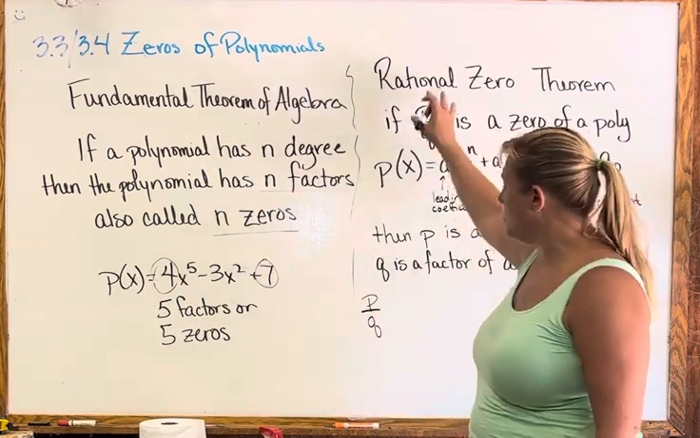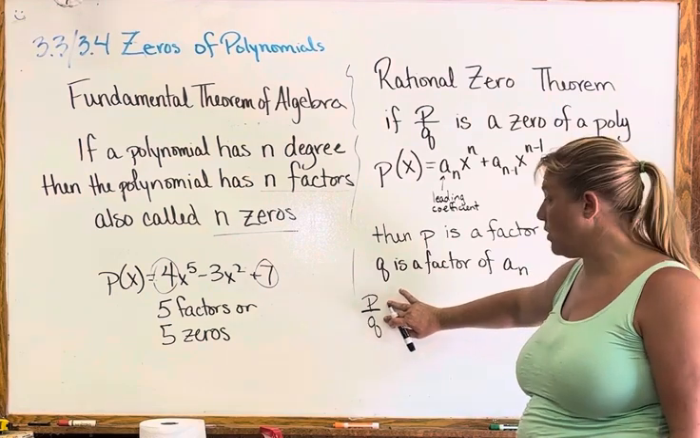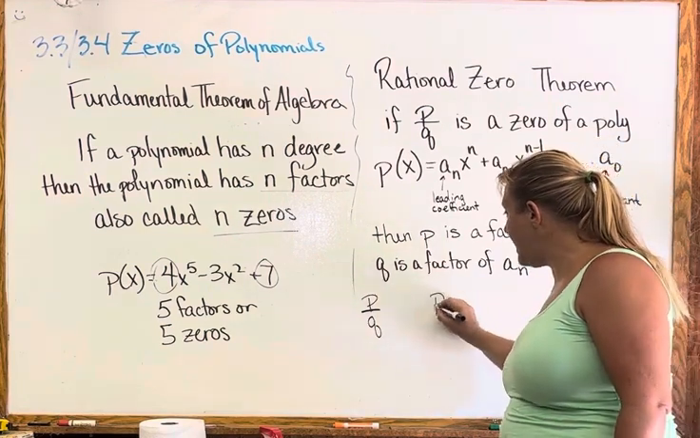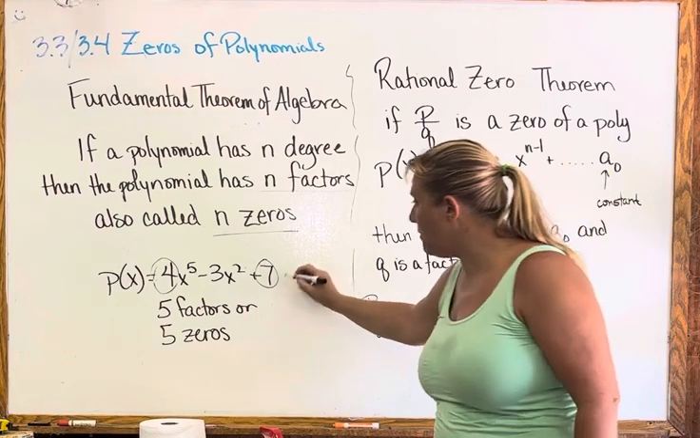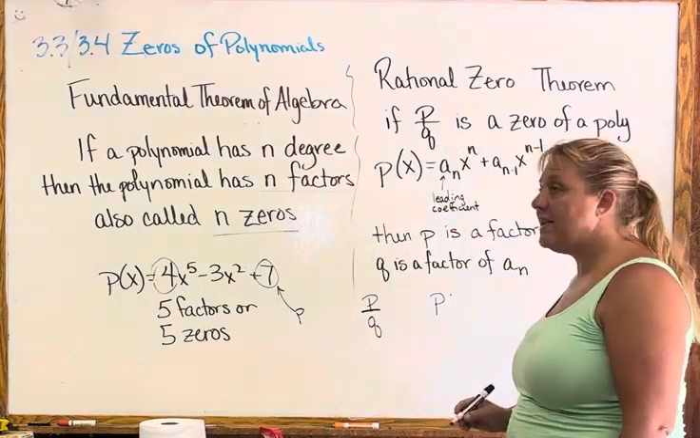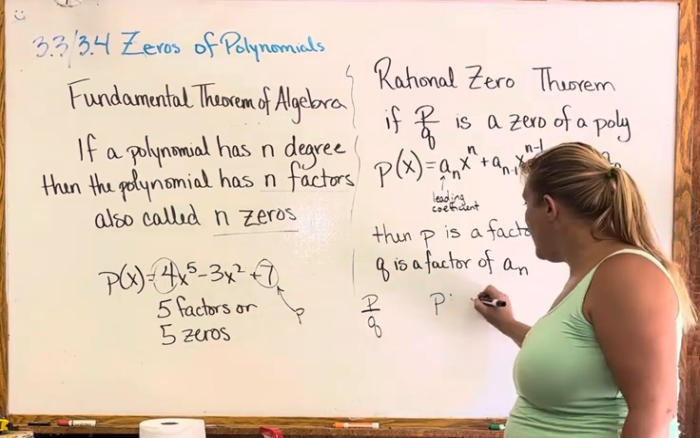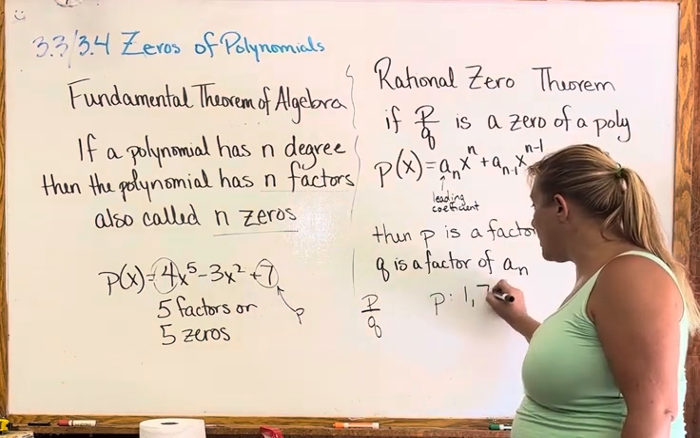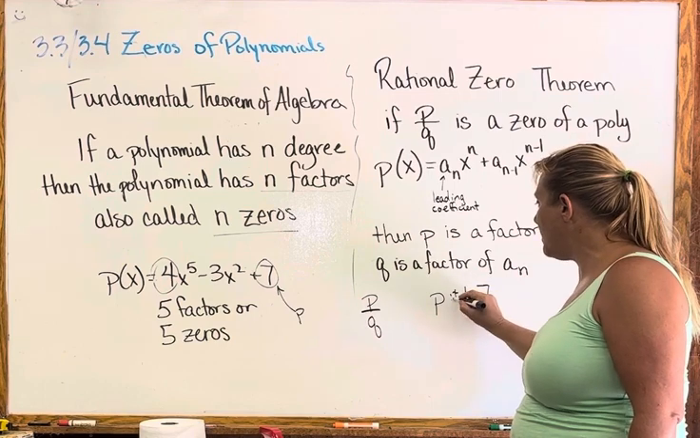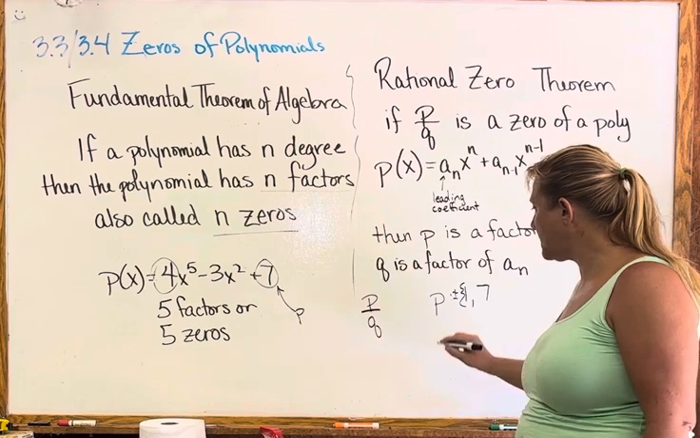and that's the rational part of it, that it might be a fraction, and we saw last time that 1/2 was one of them, then P is going to come from this term here, the constant term, and it's going to be all the factors. So what are the numbers that multiply to be 7? In this case, it's just going to be 1 or 7, but we're going to have a plus or minus. So you have to remember that negatives and positives work here.